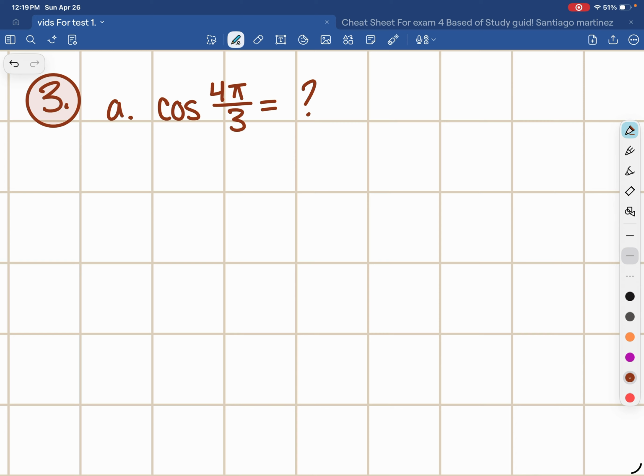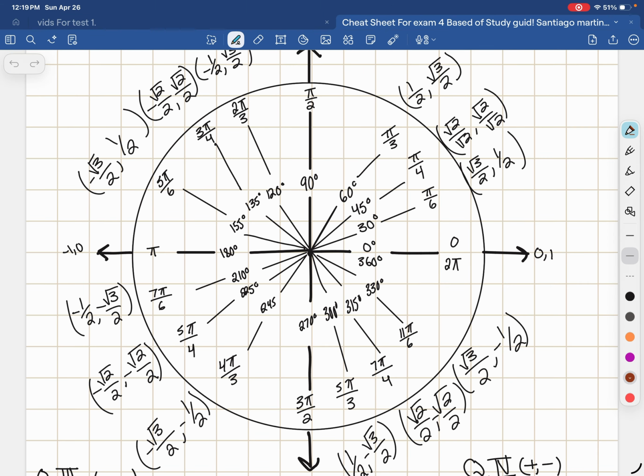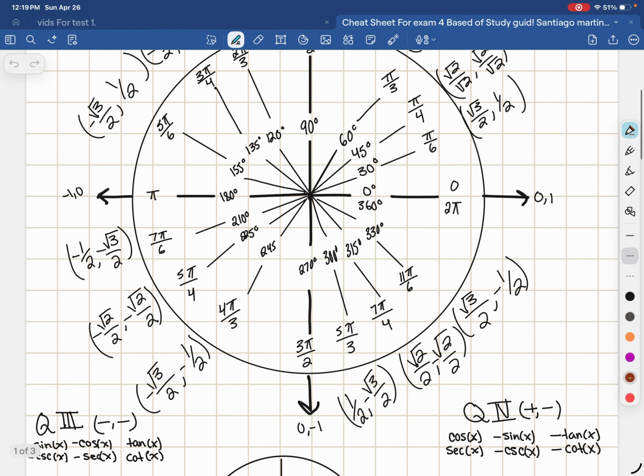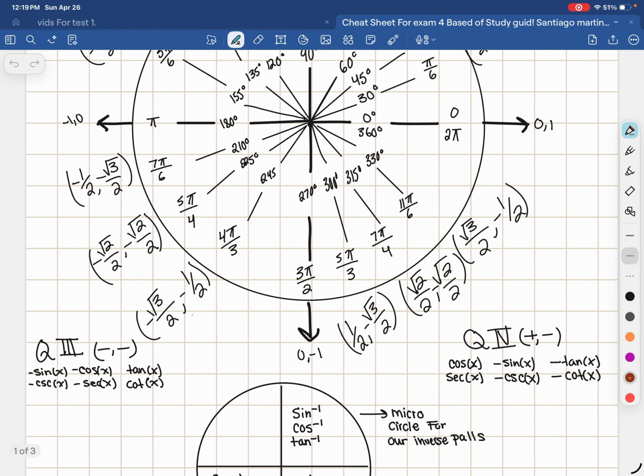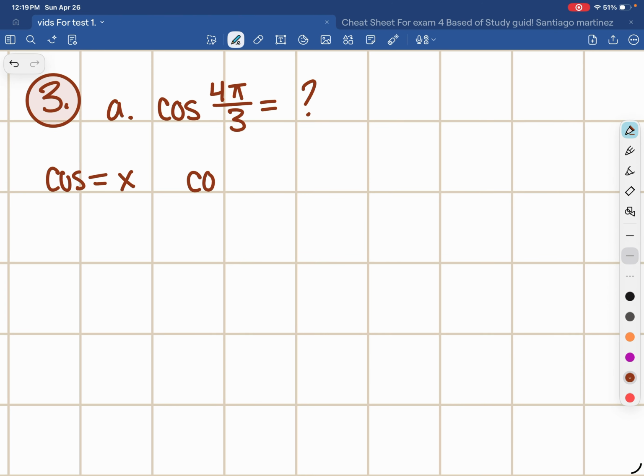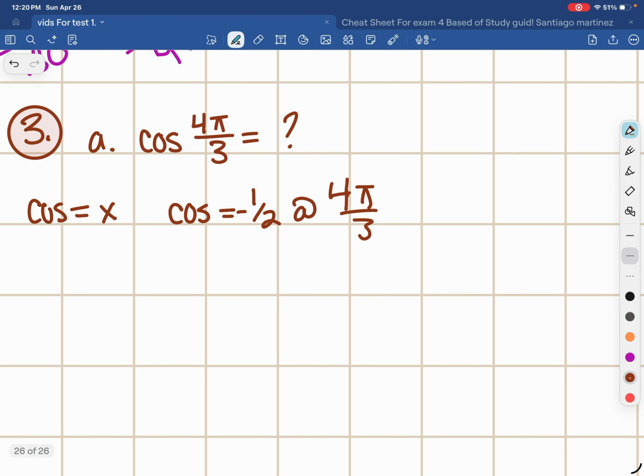So immediately we know that cosine is equal to x on our unit circle. So we find 4 pi over 3 on our unit circle. You should have it memorized. But 4 pi over 3 is right here. These values are actually swapped on my unit circle, so that's incorrect. But we're looking for cosine, so it should be negative 1/2. So cosine is equal to negative 1/2 at 4 pi over 3. So again, this is going to equal negative 1/2.